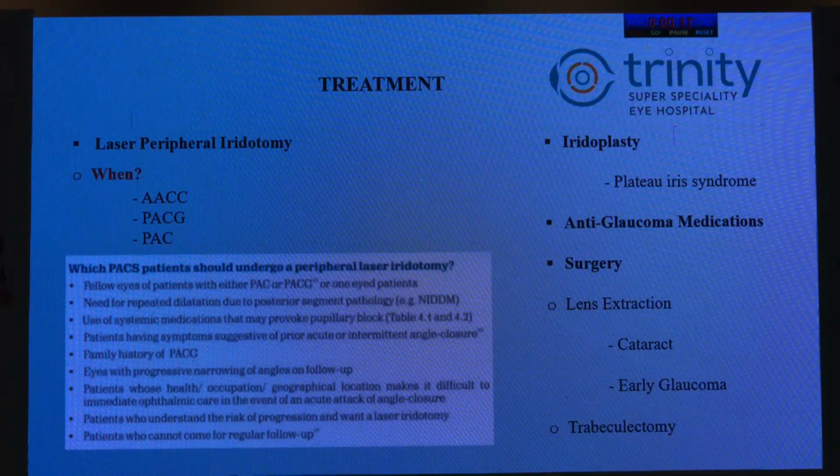Now, iridoplasty is one thing which we usually do in plateau iris syndrome. That means even after a patent iridotomy, if the angle closure mechanism persists, then you should always consider this diagnosis.